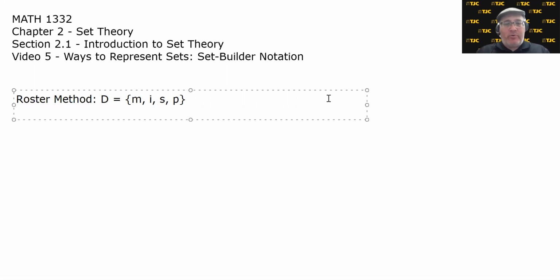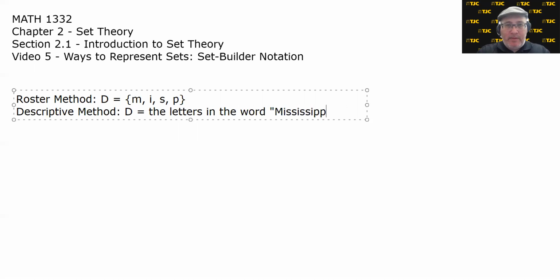But we've also seen the descriptive method, which is where we don't list the elements in a pair of braces, but rather we describe them. Now, how can we describe the letters M, I, S, and P? Well, those are the letters in the word Mississippi. And I suppose we could be super nitpicky and change that to a capital M.